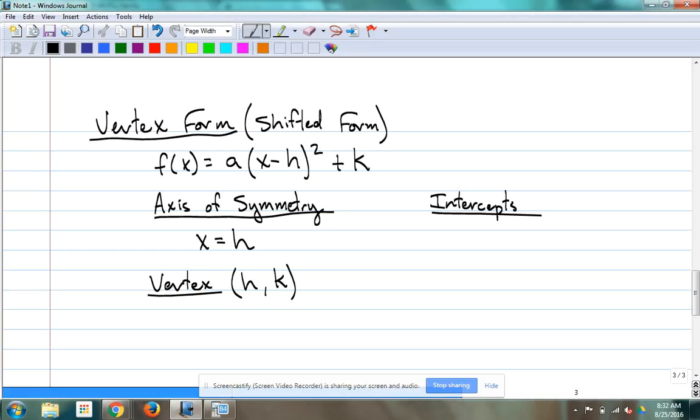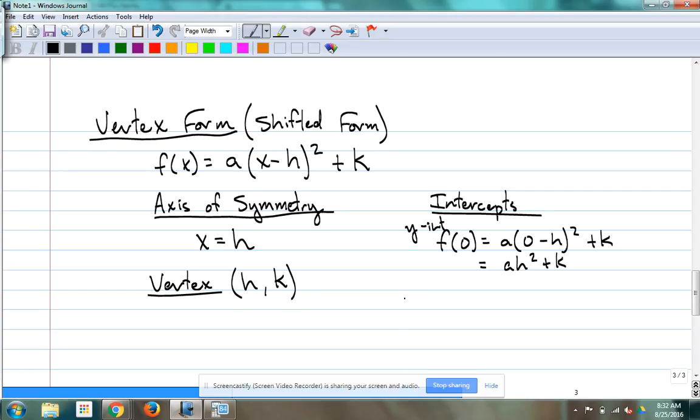Now the intercepts, we don't get the y-intercept as easily as we did with standard form. So we lose that nicety. But how do you get a y-intercept anyway? f of 0. And work that out. And so you'd have a h squared plus k is what that works out to be. Not a big deal. This is going to get us our y-intercept.